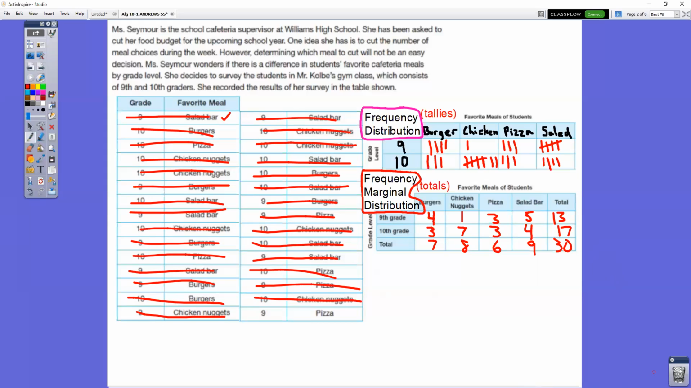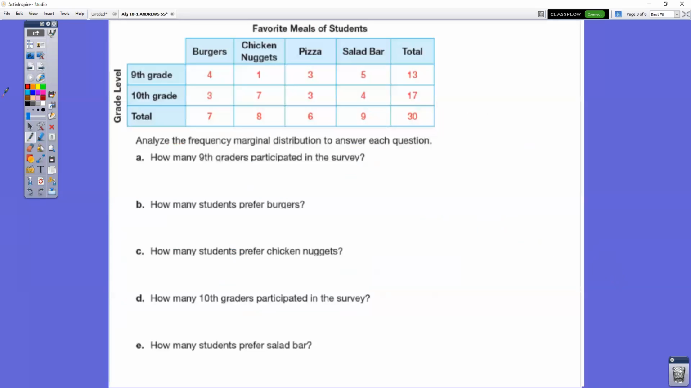Now they're going to ask you questions about your survey data. If you take a look at the next slide, that same data table is right there. So how many 9th graders participated in the survey? 13, all right? If you look at your 9th grade row, there were 4 9th grade burgers, 1 nugget, 3 pizza, 5 salad bar. The total number of 9th graders is right there with 13.